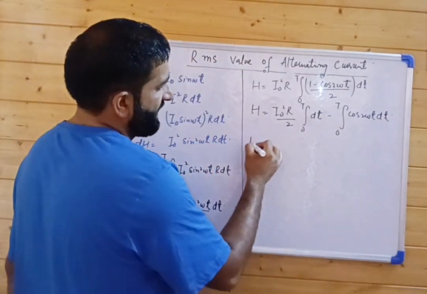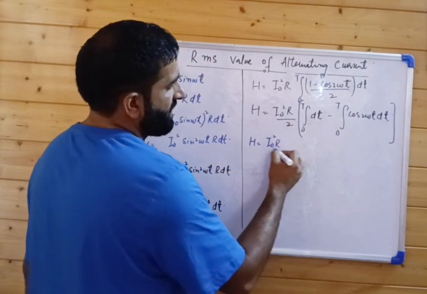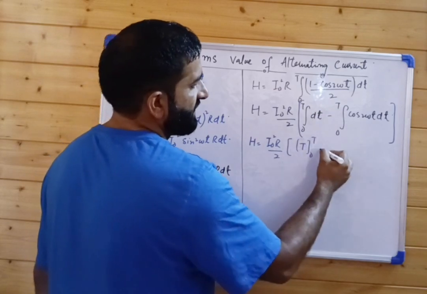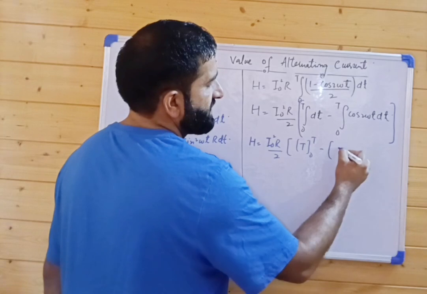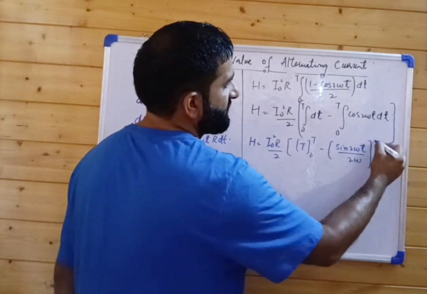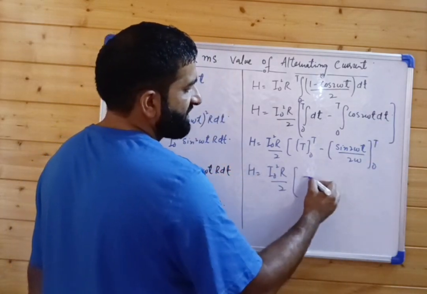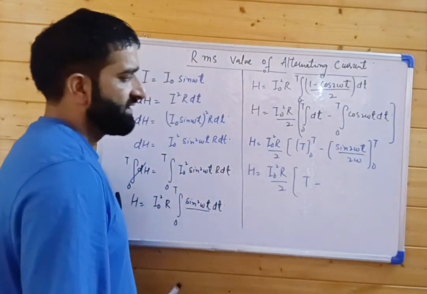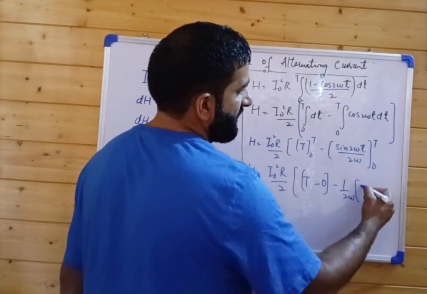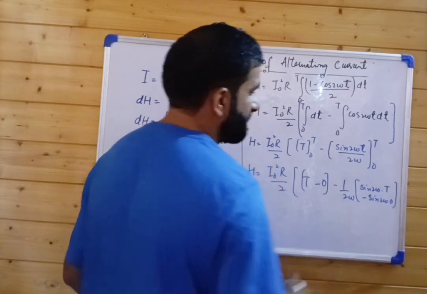Now we have H equal to I0 square R divided by 2 times the integral of dt, which is t from 0 to T, minus the integral of cos 2 omega t, which is sine of 2 omega t divided by 2 omega from 0 to T. Now solving this, H is equal to I0 square R divided by 2 into T minus 0, minus 1 by 2 omega out of this, and we have sine of 2 omega into T minus sine of 2 omega into 0.